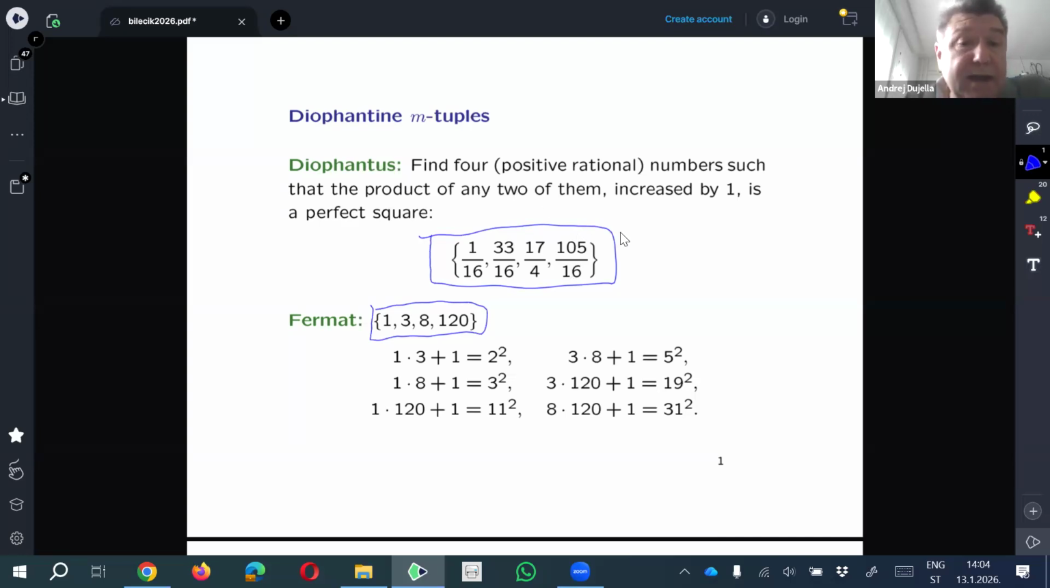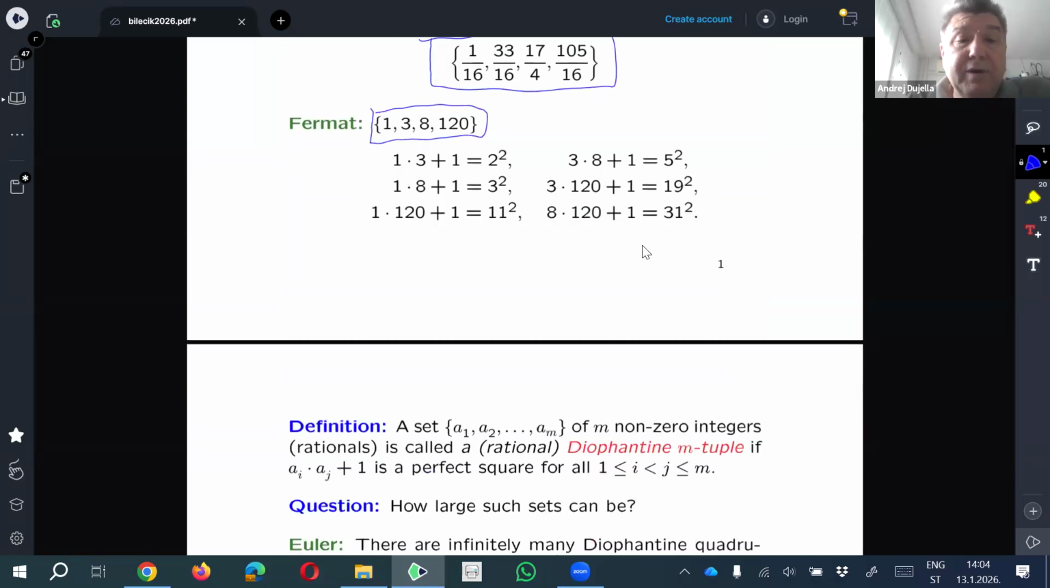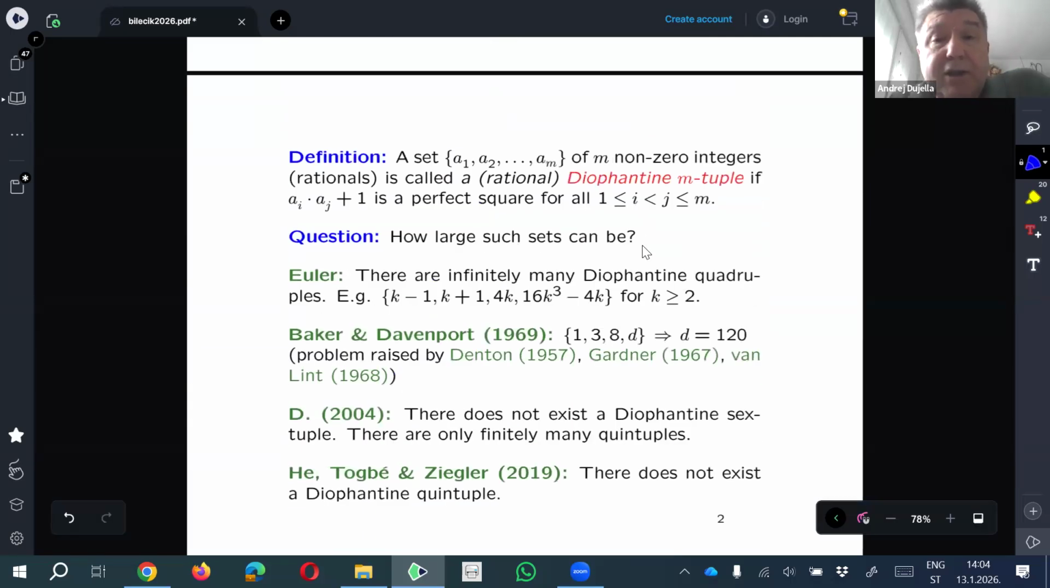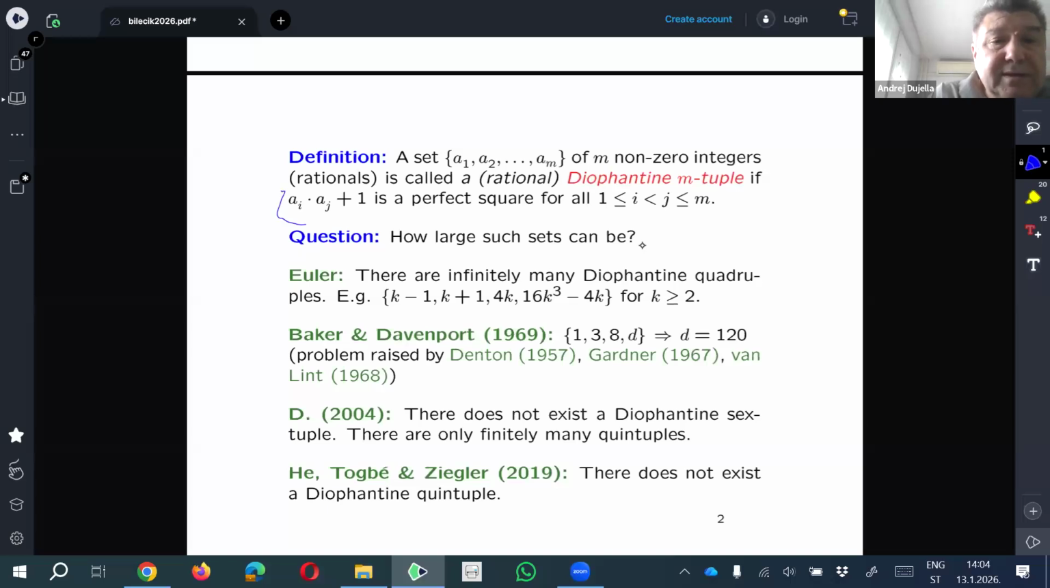And these examples motivate the following definition. A set of m non-zero integers is called a Diophantine m-tuple if the product of any two of its distinct elements increased by one is a perfect square. If the elements of such a set are non-zero rationals, then we call such a set a rational Diophantine m-tuple.